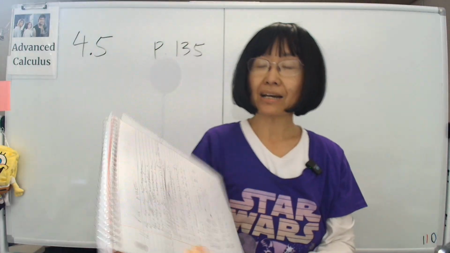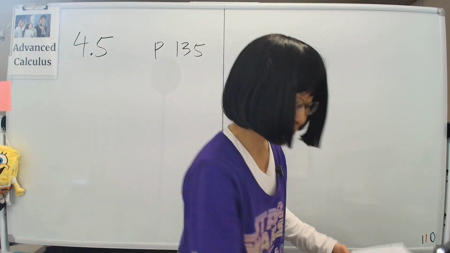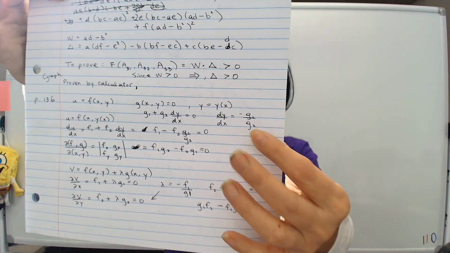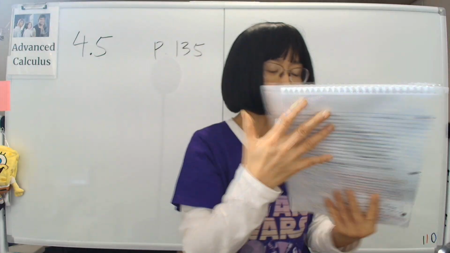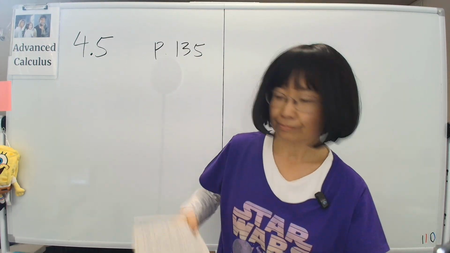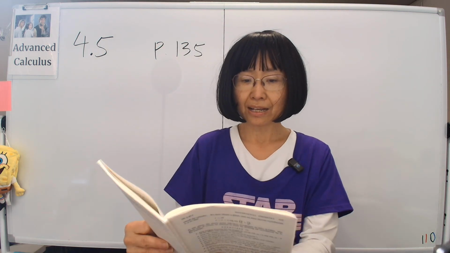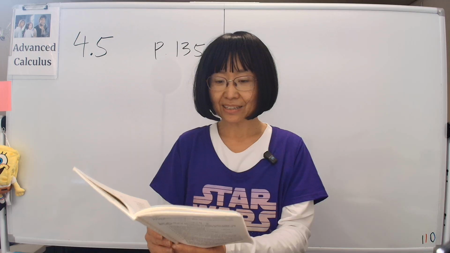But now we are going to pull a new trick. As you can see, to derive dy by dx, you have to assume that g2 is not 0. Then what we're going to do with the Lagrange method, the multiplier method, is this.